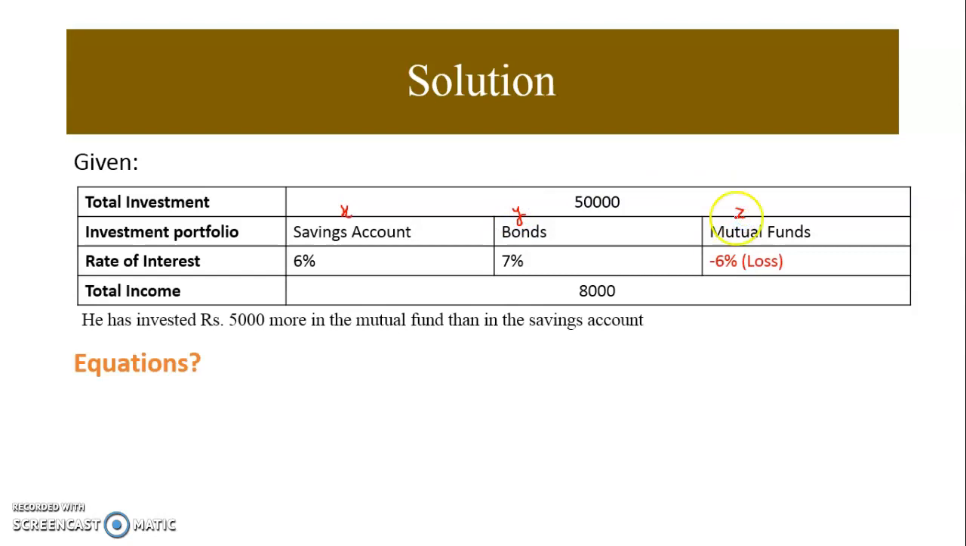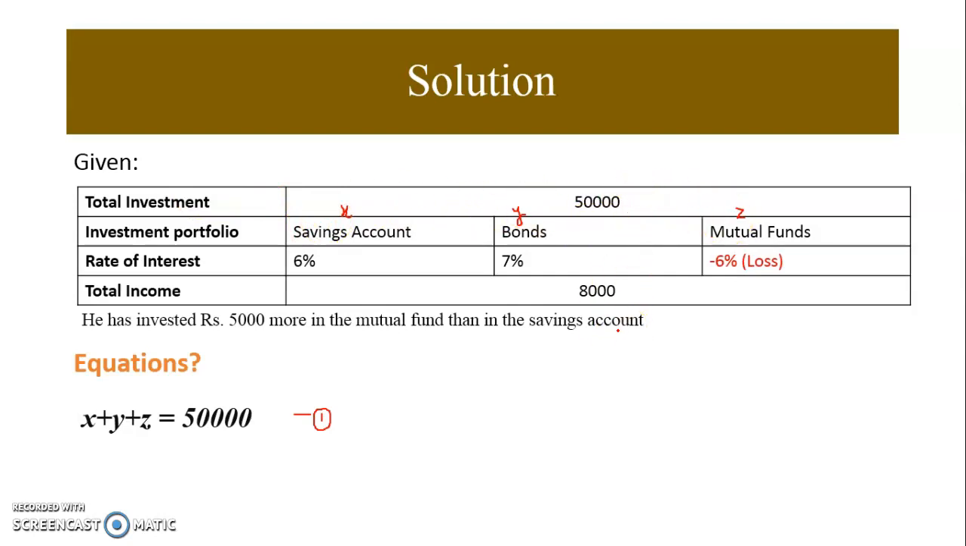Okay, so total investment is 50,000. So we know that this 50,000 is invested in these three investments. So X plus Y plus Z is equal to 50,000. So this should be your first equation, and this is usually the same in all the cases where investment and income problems are there. So the first equation usually is of total investment. Okay, so this is X plus Y plus Z equals 50,000.